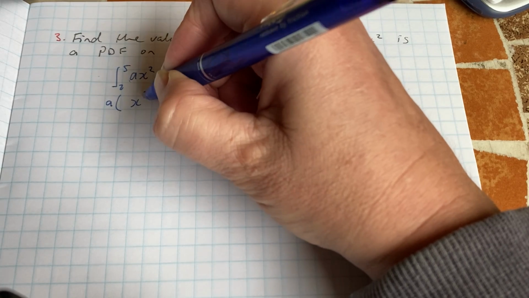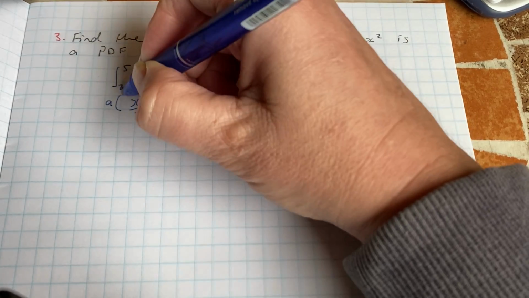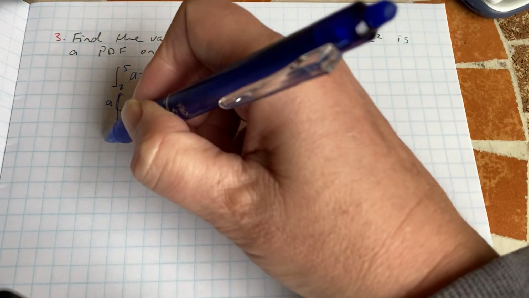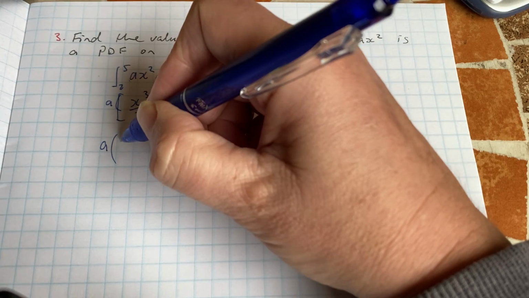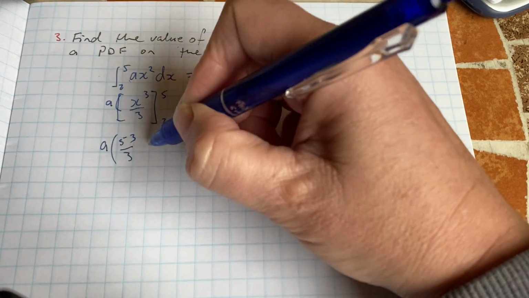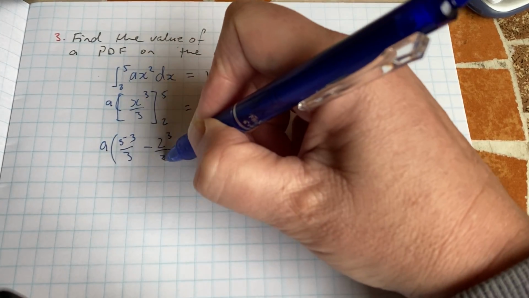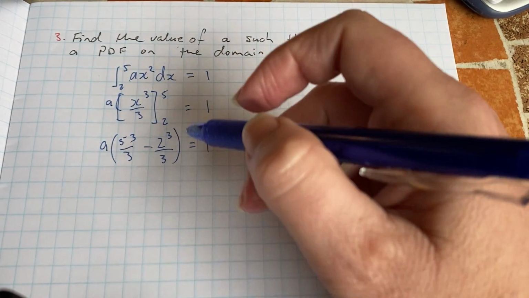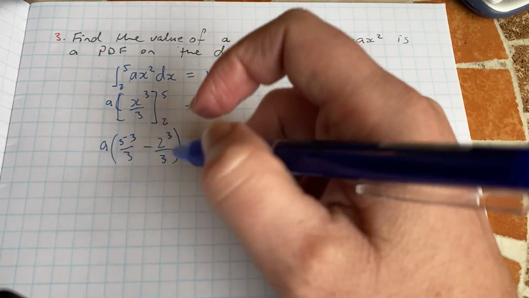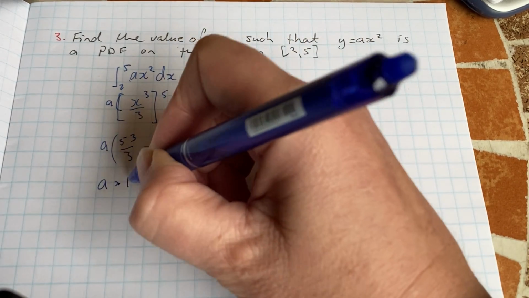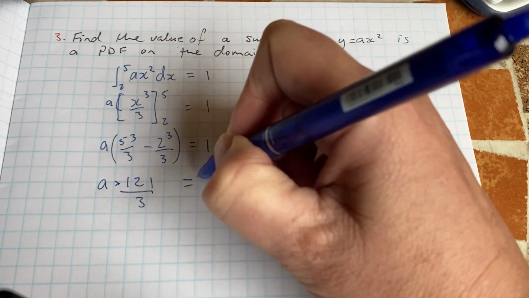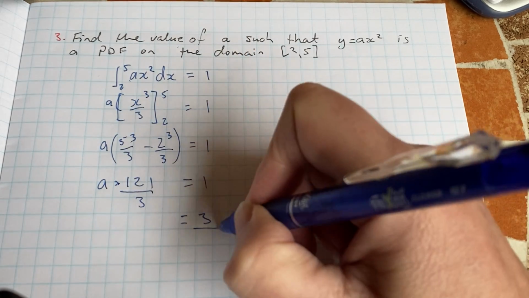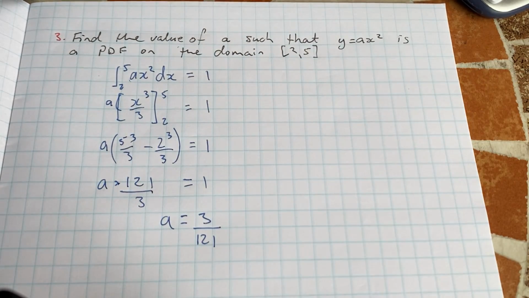So it's x cubed on 3, should be square brackets, from 2 to 5 is equal to 1. So a times plug in the 5, so 5 cubed on 3 minus plug in the 2, 2 cubed on 3 equals 1. So 5 cubed on 3 minus 2 cubed on 3 is 121 on 3. So a times 121 on 3 equals 1. So let's multiply by 3. Let's divide by 121. A is equal to 3 on 121.